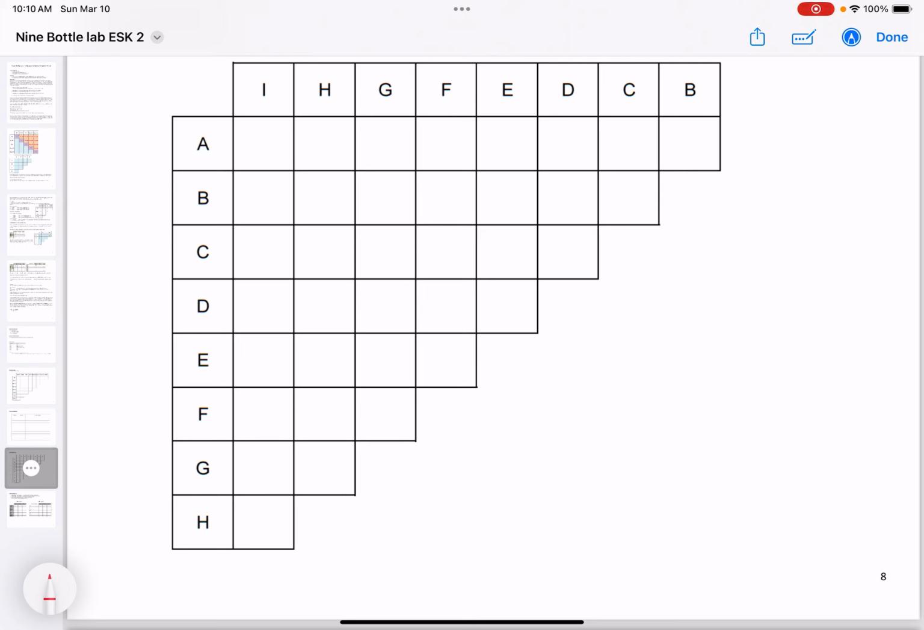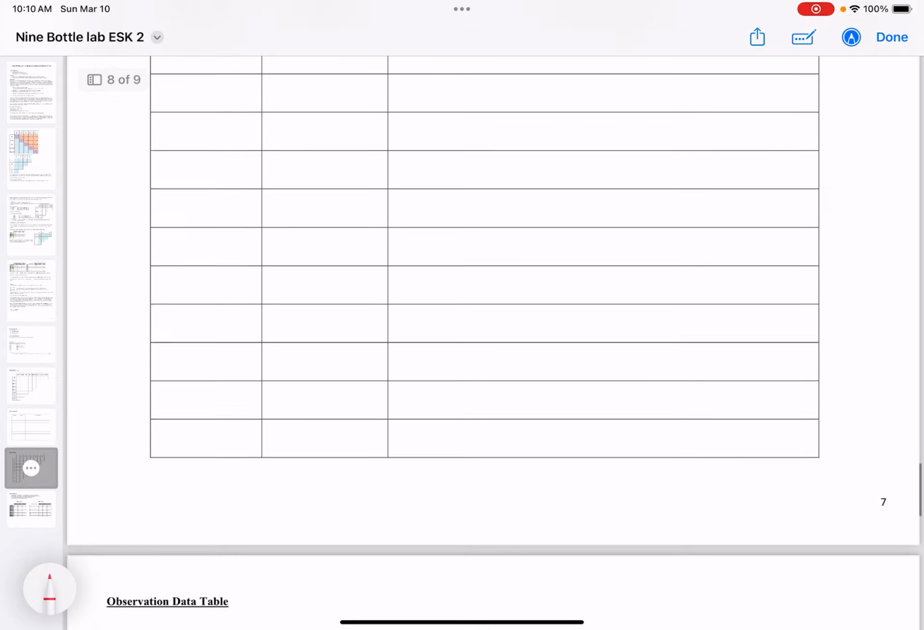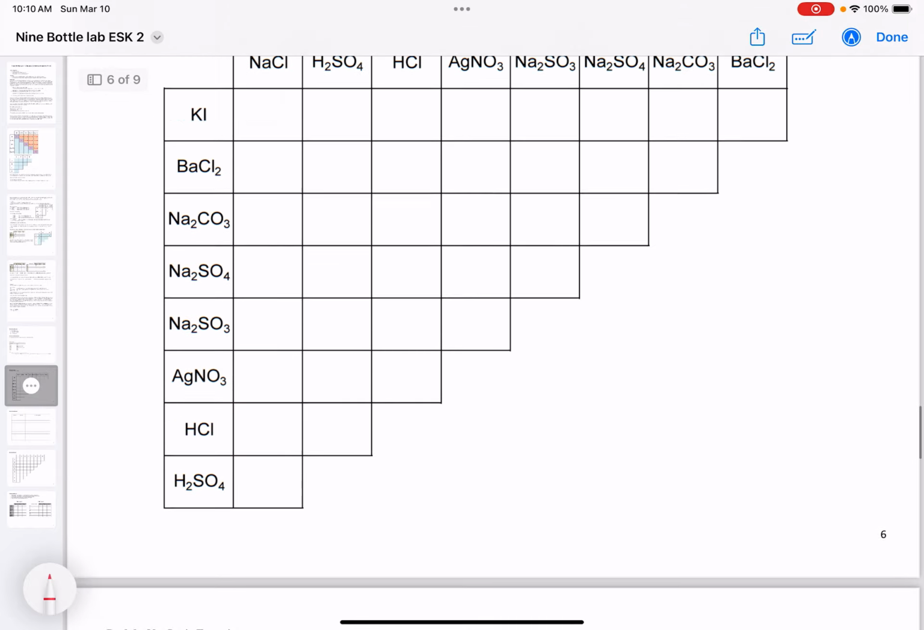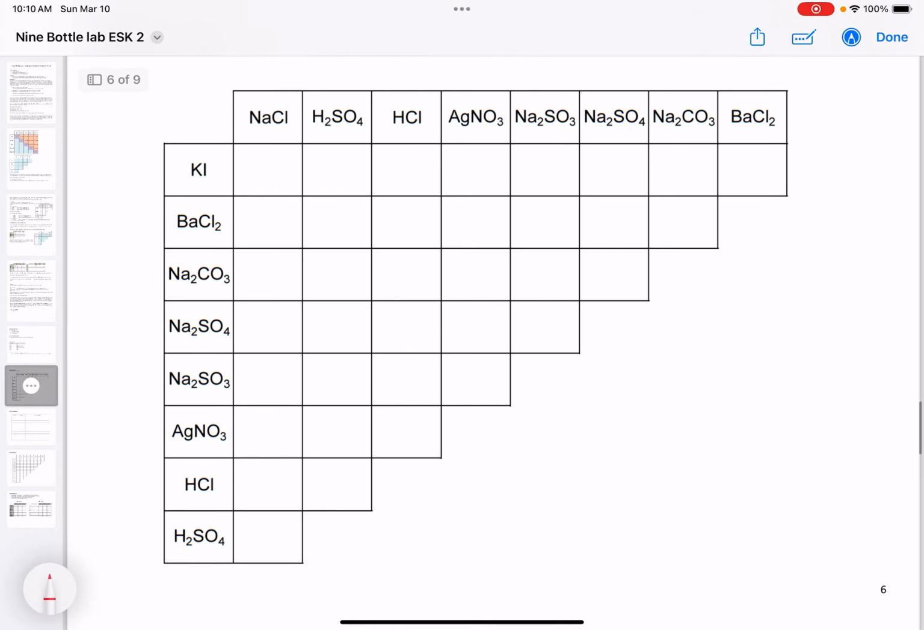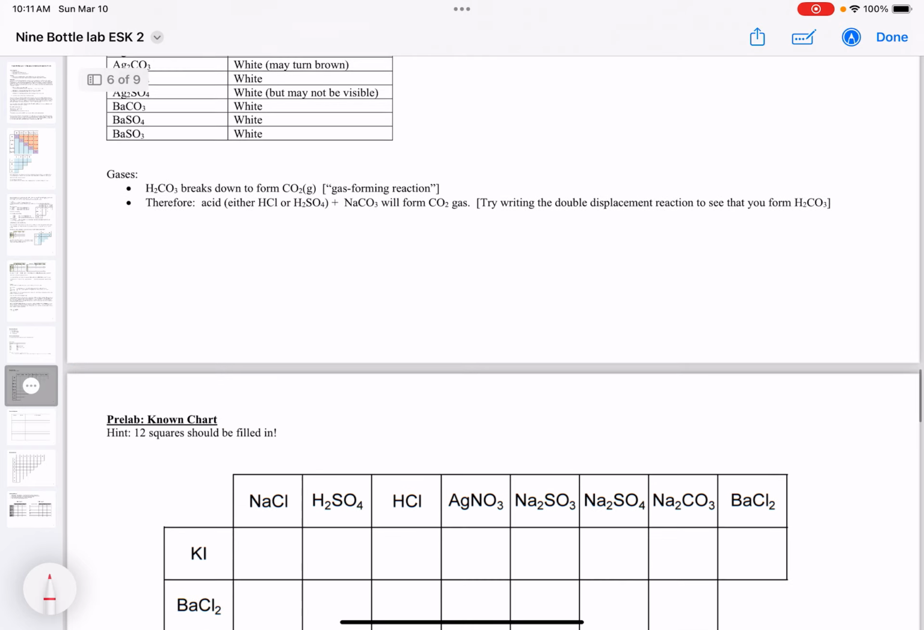So maybe bottle B is potassium iodide, maybe bottle D is silver nitrate. We're going to figure out which one is which. So in order to do that, we need to look at these possible solutions, and when I combine them together in different combinations, which ones form products and which ones do not. So you're going to look at all these different combinations and write net ionic equations for them and see which ones form products. If there's no product formed, you'll put a dash in the box.